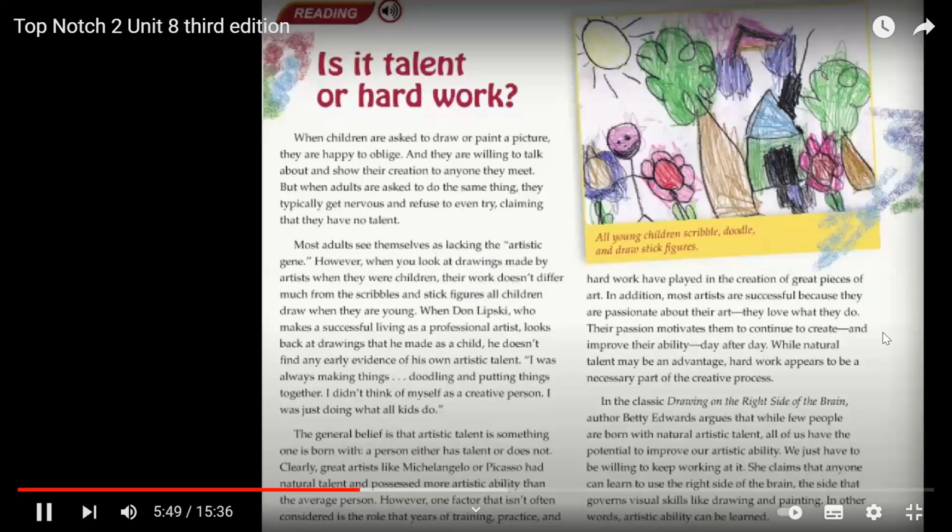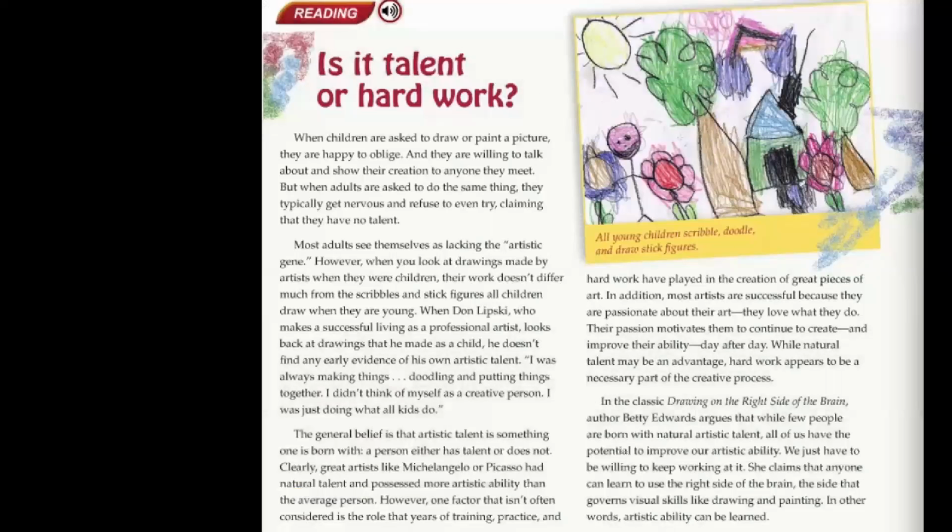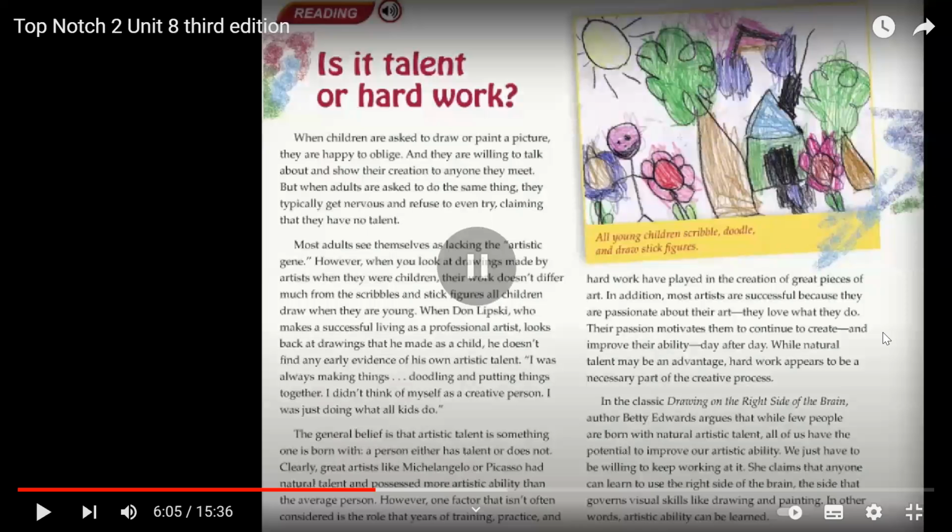In Drawing on the Right Side of the Brain, author Betty Edwards argues that while few people are born with natural artistic talent, all of us have the potential to improve our artistic ability. We just have to be willing to keep working at it. Be willing, estar dispuestos a, okay? We just have to be willing to keep working at it.